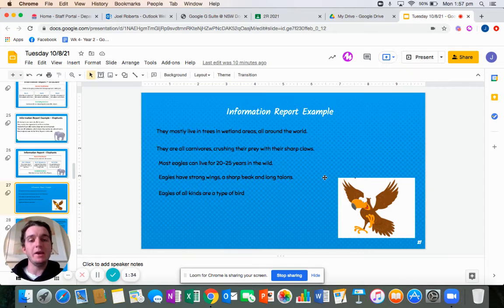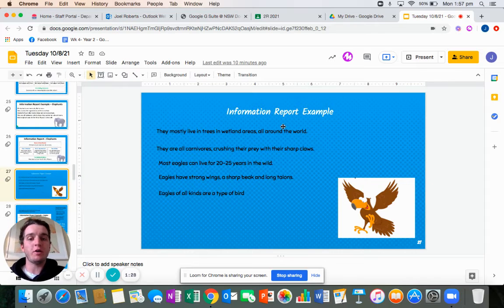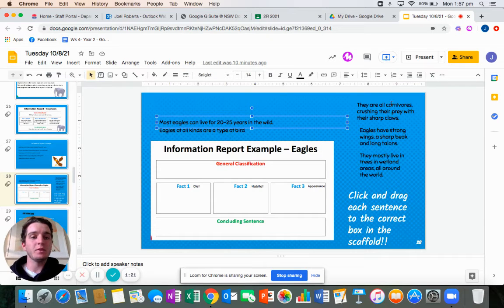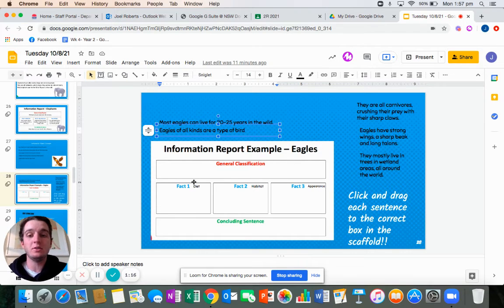Now, I've found an information report about eagles. However, it's all mixed up, okay? It doesn't follow the correct structure. Your job is, there are 5 sentences, just like the elephant report, and on this slide you click and drag these sentences into the correct spot here. So you have your general classification, fact 1 about the diet, fact 2 about the habitat, and fact 3 about the appearance, and then the interesting fact for the concluding sentence.